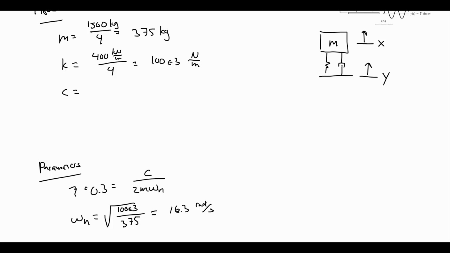Now we can put that information up here with our damping ratio. So 2 times the mass of the quarter car, 375, times omega n, 16.3. And out of that, we can get our damping coefficient for the quarter car, which is going to be 3.67 times 10 to the third newton seconds per meter. And I'll copy that up here as well.